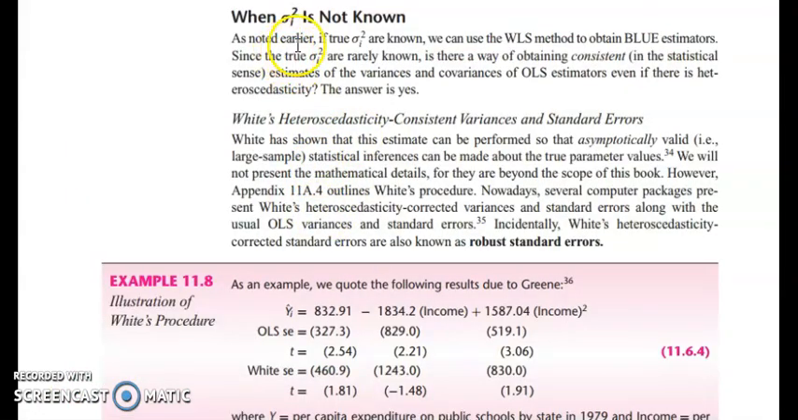When sigma i squared is not known, as before, we can get the robust standard error. So once you find the problem of heteroscedasticity, you can always report the original OLS standard error, and also the White standard error or the robust standard error, and just use the t-stats that are reliable.